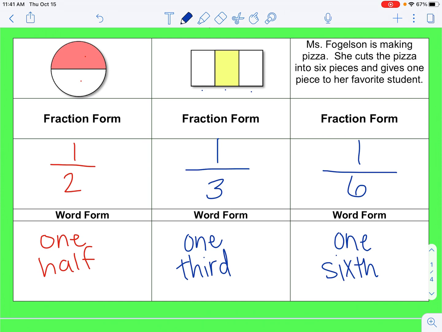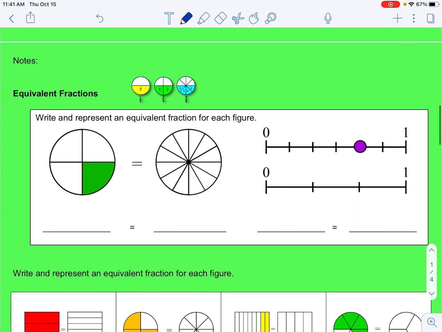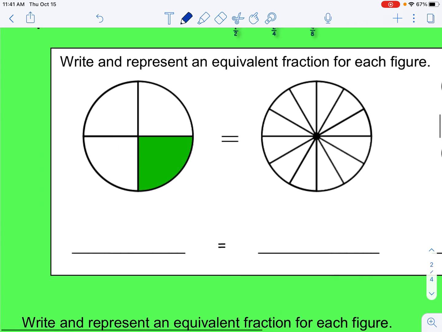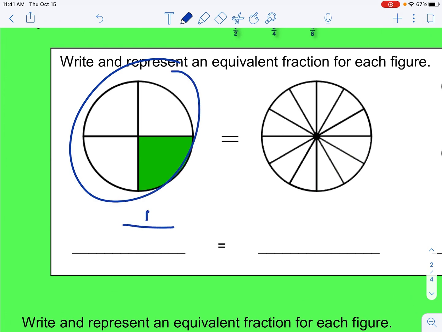Alright, if you have any questions about that, please let me know. We are going to move on to the next section, which is all about equivalent fractions. Okay, so let's look at the first 2 pictures. We're going to ignore the number line for a second. What fraction is this right here, the first picture? I have 1 piece filled in, and how many pieces do I have in the whole? Right, I have 4. So this is 1/4.